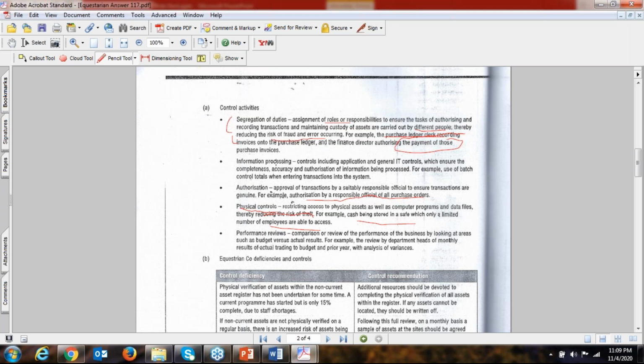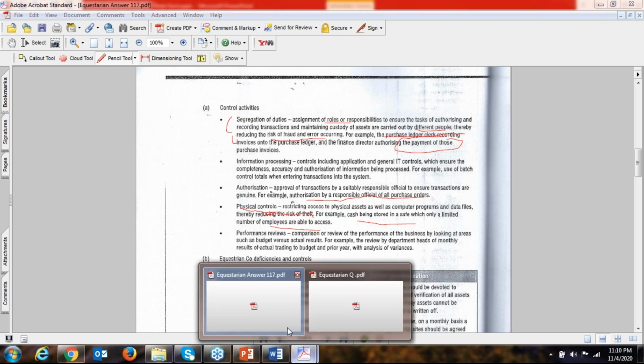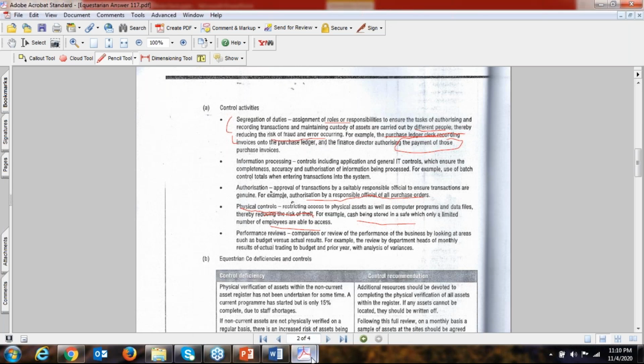Now we have tested the control activities, and the requirement of the key controls. If the examiner asks you about the key controls or the control activities, what needs to be mentioned in the answer, we have examined it. Now we are going to discuss the B part of this question.